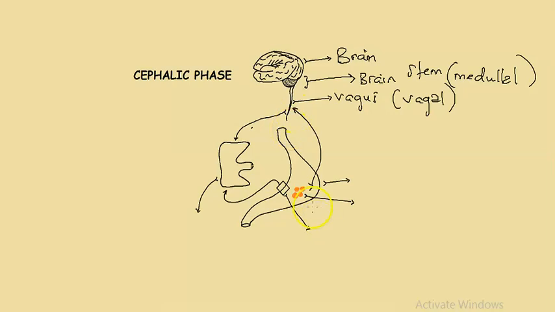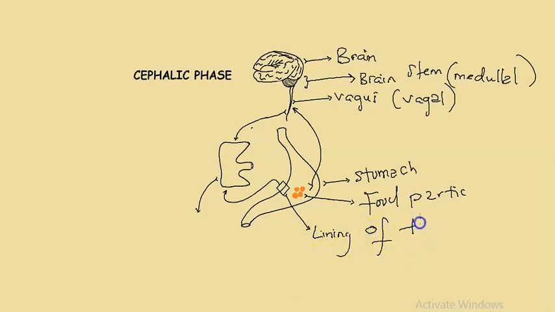So here we have the stomach actually, not the intestine. And inside, we can call this our food particles. And this is the lining of the stomach. And notice that on the lining of the stomach, let's write it completely, of the stomach.